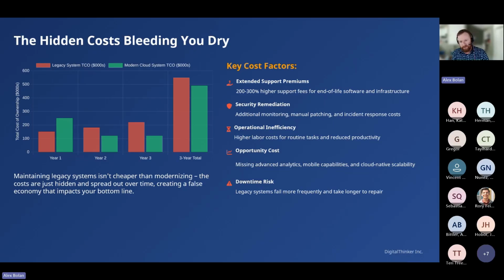So it's in your best interest to try to stay, I'm not trying to tell you to spend all the money in the world, but stay on the latest and greatest, because not only for feature and functionality, but so you can maximize the benefits that you can get from the Hexagon maintenance support structure. But security remediation requires additional monitoring, manual processes, and all of that can be automated in current versions.